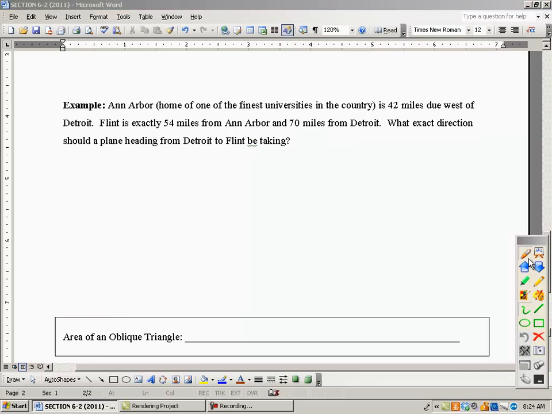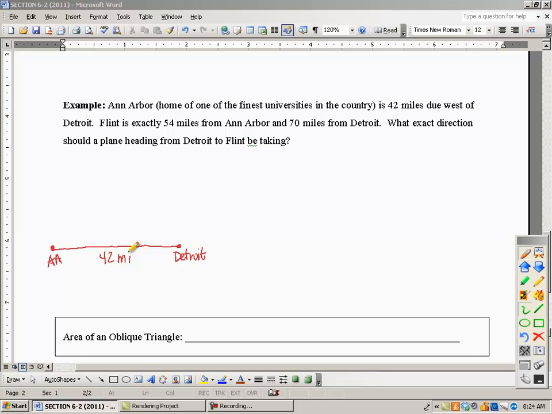I'm going to move this up a little bit. Okay, Ann Arbor is 42 miles due west of Detroit. Let's draw this. If here's Detroit, due west means you head west. Heading west, you get to Ann Arbor. And I'm going to shorthand this a second. It is 42 miles due west of Detroit.